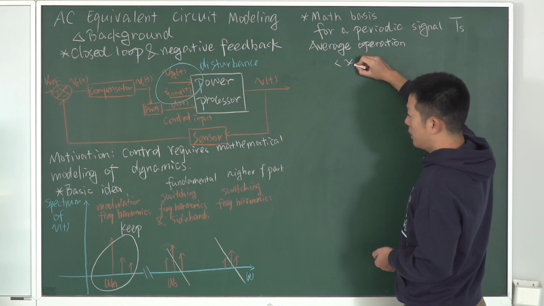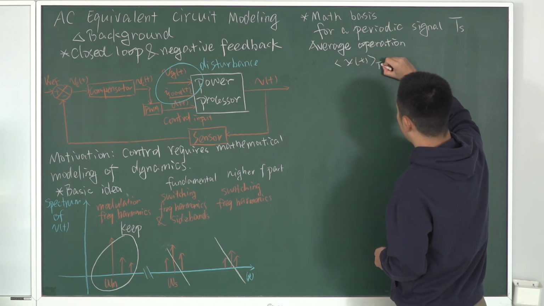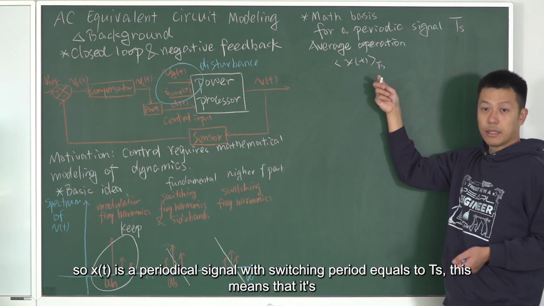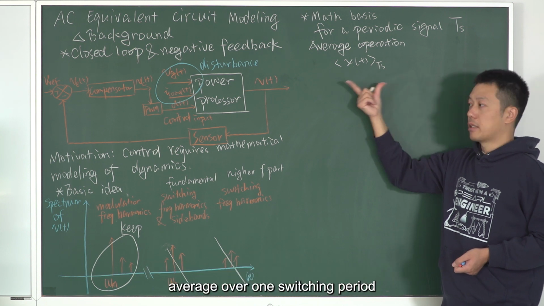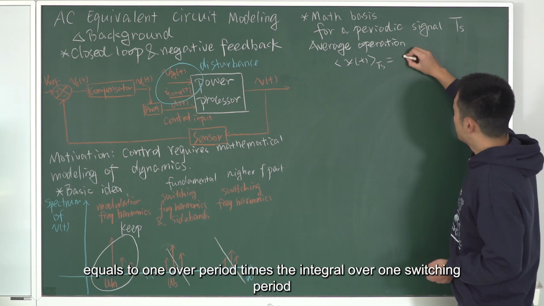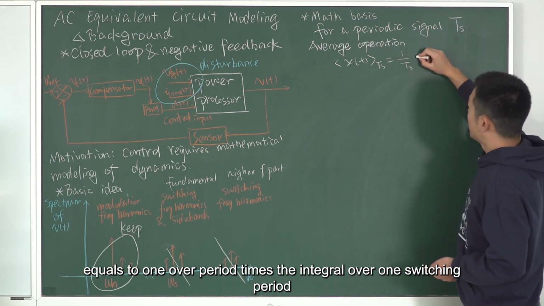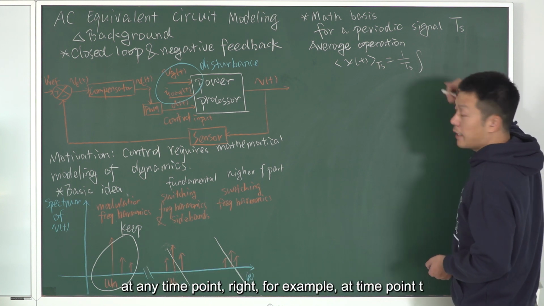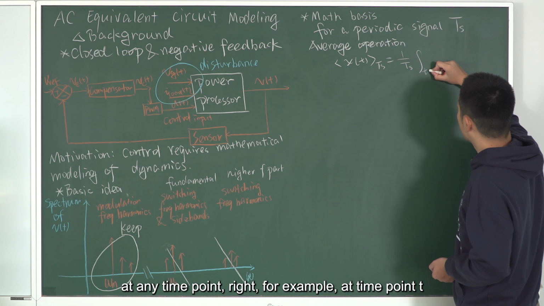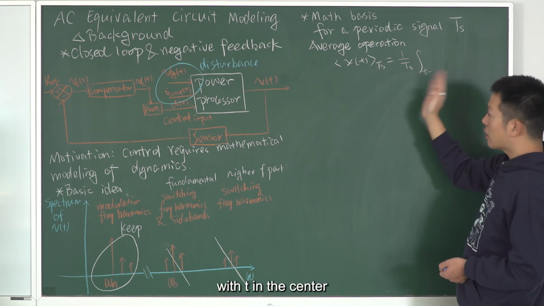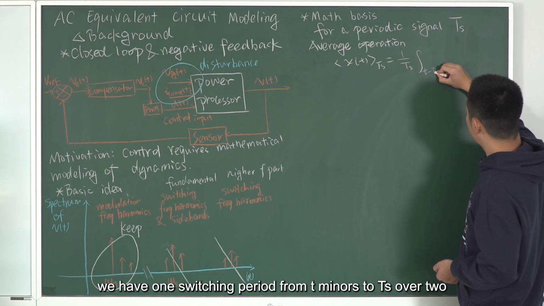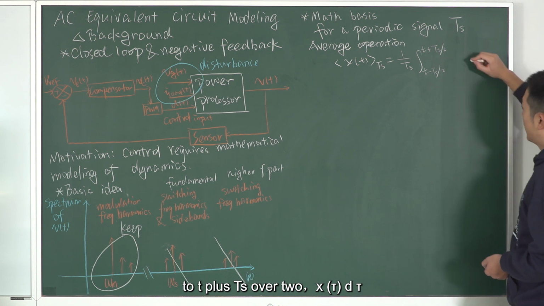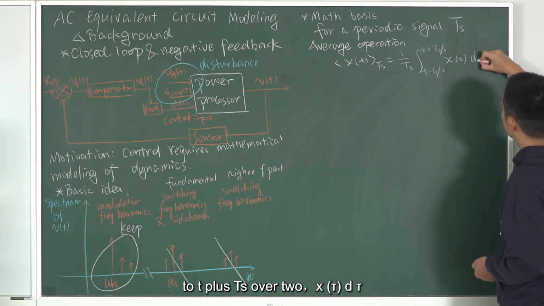So x(t) is a periodical signal with switching period equal to Ts. This means its average over one switching period equals 1 over the period times the integral over one switching period at any time point. For example, at time point t, with t in the center, we have one switching period from t minus Ts over 2 to t plus Ts over 2, of x(tau) d tau.